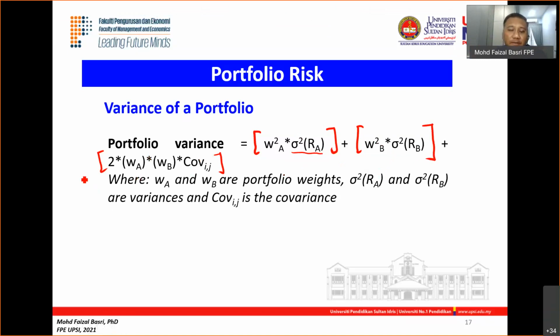And the final part would be the multiplication of 2. So this number 2 will be fixed, you have to use number 2. 2 multiply with weight of stock A, without square. Kalau tadi we have square, this is without square. Just weight for stock A multiply with weight for stock B, and multiply with the covariance. We've done this in question 2B just now for the covariance. Again, for covariance I will use the one with the numbers, without the percentage. All right, so then we will get our portfolio variance.